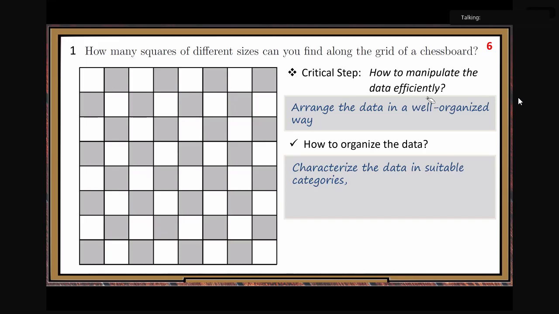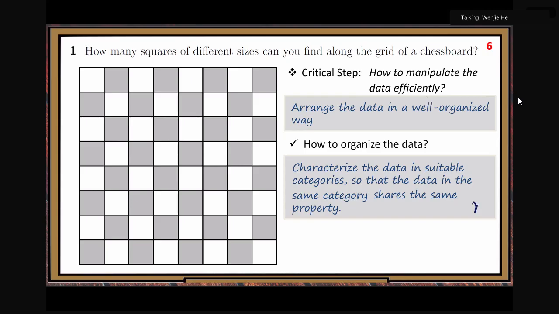So what are the suitable categories here? Think about that. Based on the sizes, right? Here the size information is important, so that the data in the same category shares the same property. So that's in problem solving.